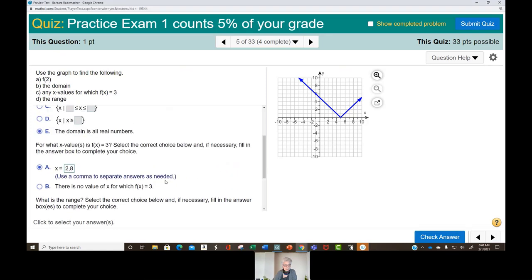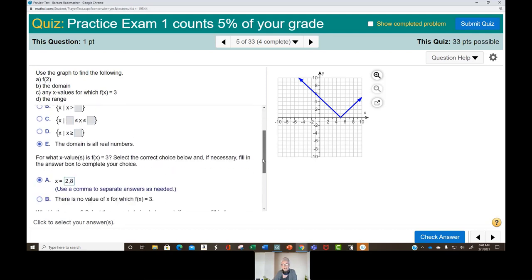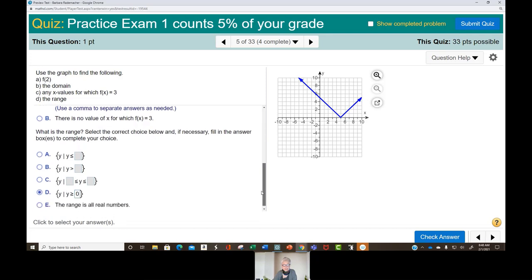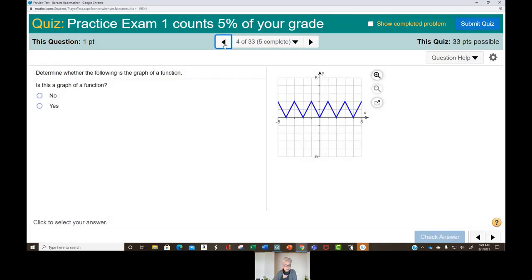Okay, so this is new. This part down here is new. And you only briefly studied domain and range in beginning algebra. So we definitely study it a lot more now. Okay, let's go this way.